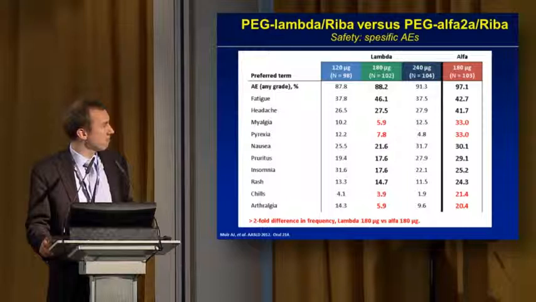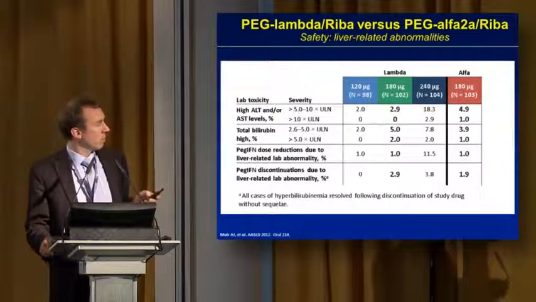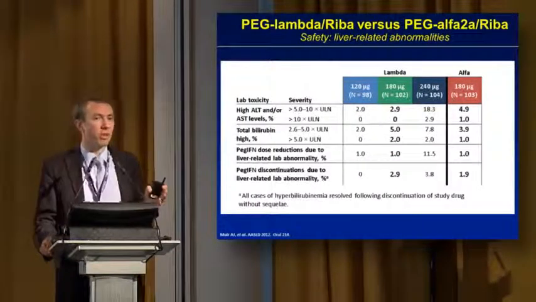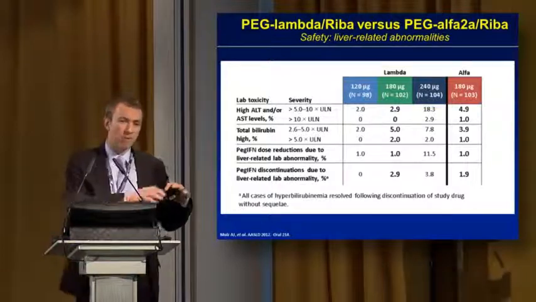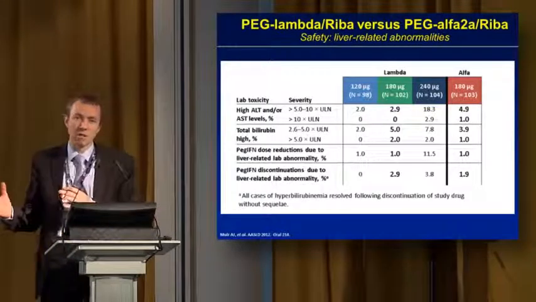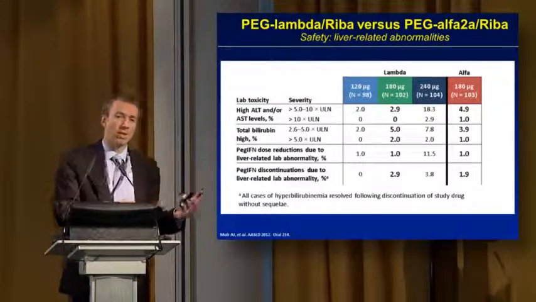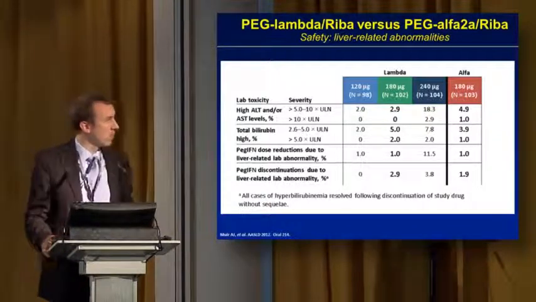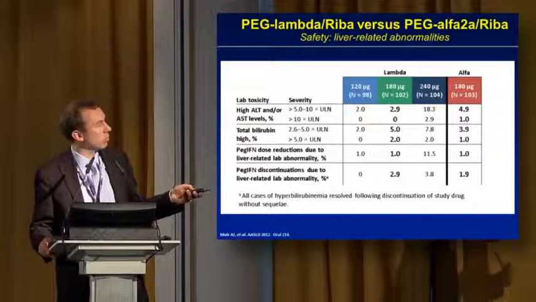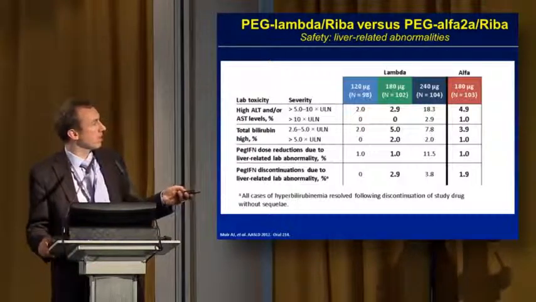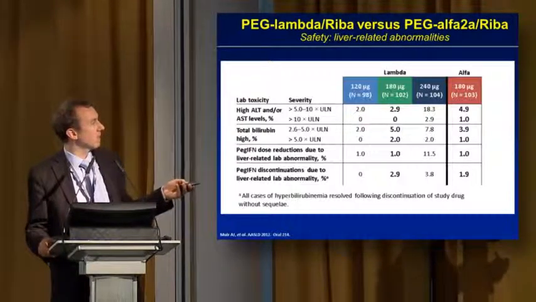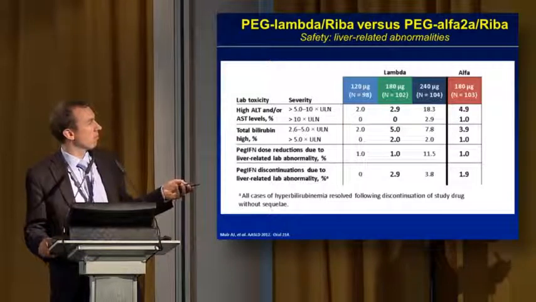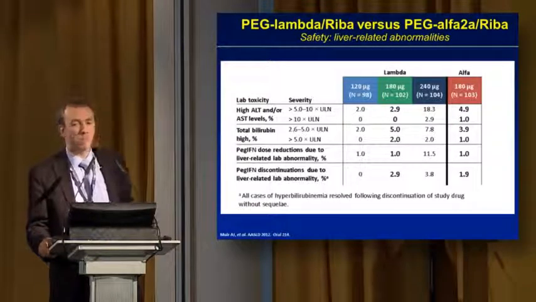Next slide. Very important, of course, we have to take a look at the liver. If all the receptors are on the liver and you give the same dose, then it might be that you end up with a somewhat higher toxicity in the liver with interferon lambda. And indeed, with the higher dose, 240 micrograms, there was a slight increase of elevated ALT levels, mainly within a range of 5 to 10 times the upper limit of normal.